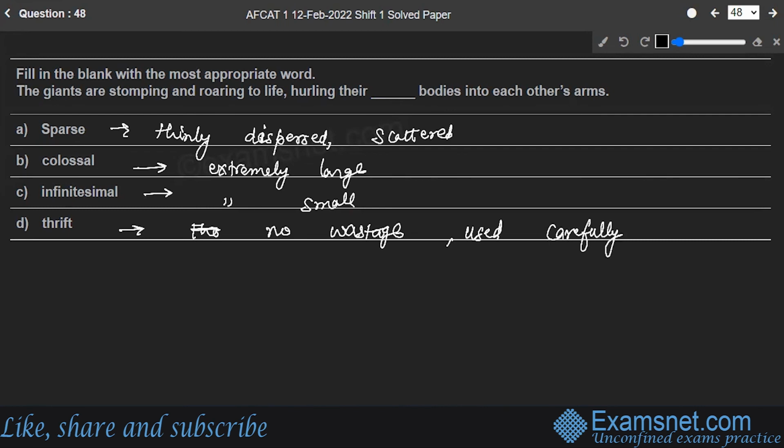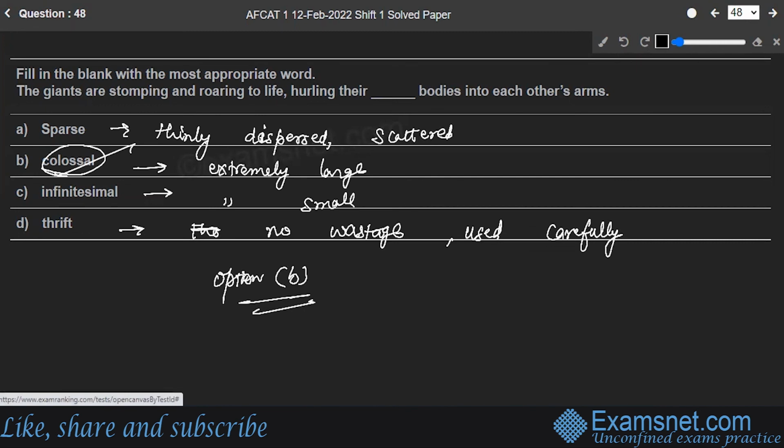Now let's see which of these options exactly goes into the answer. It says the giants are stomping and roaring to life, hurling their dash bodies into each other's arms. So the giants are stomping and roaring to life, hurling their colossal bodies into each other's arms. This is the correct answer. Option B. So let's move to the next question. Hope this is clear to you.